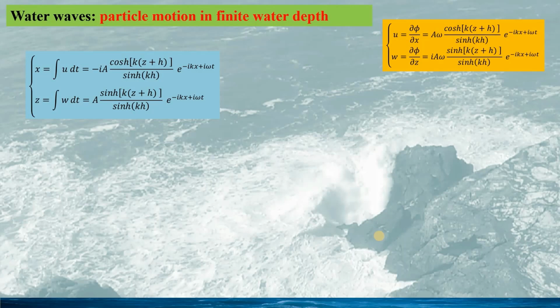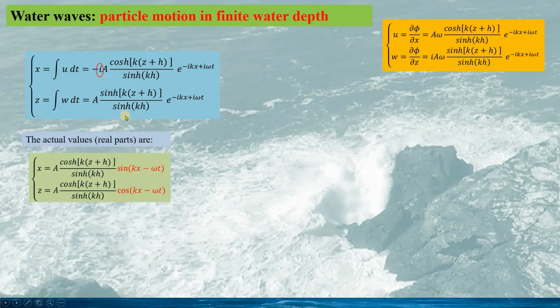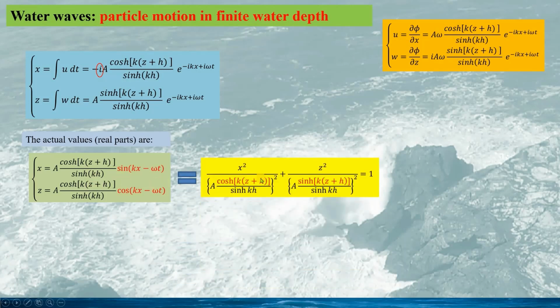From the expression of the velocity components, we can integrate them with time to obtain the water particle positions x and z as this. Again, we can see these two components have a phase difference indicated by this imaginary unit. And when we write this expression in real values, it would be like this. And this is the same as the trajectory equation given by this. So this is an equation for an ellipse.